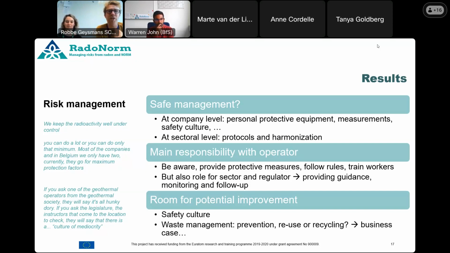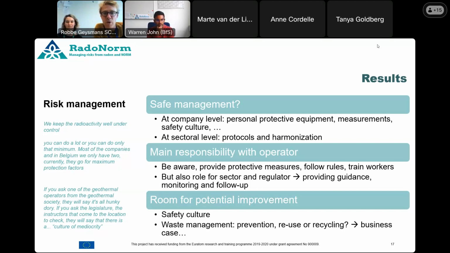The main responsibility for good risk management is being put with the operator. So the operator, according to our respondents, needs to be first and foremost aware that this risk might be there. They need to characterize this risk, hence needing the work also of people like Linde and others to characterize the technical risk. They need to provide protective measures and follow the rules that are being set by the regulator. They also need to train their workers internally, but also externally, who come to site for maintenance and waste management, for example, on how to handle this risk.